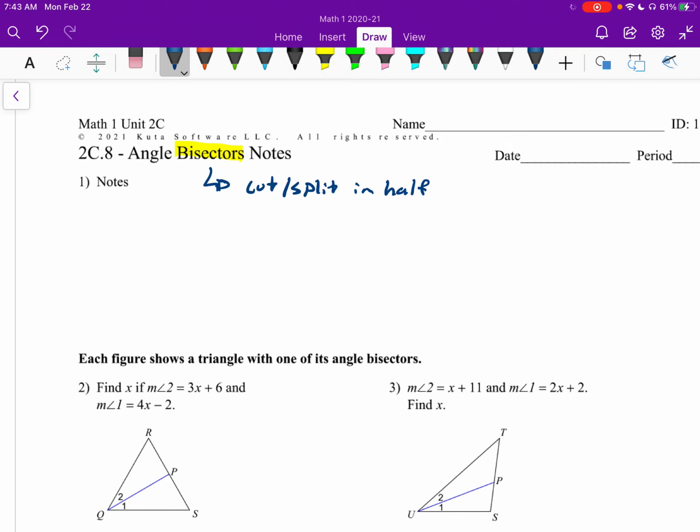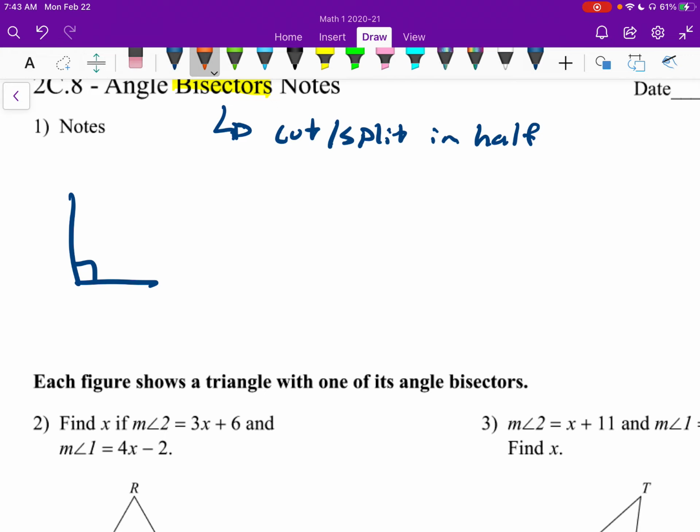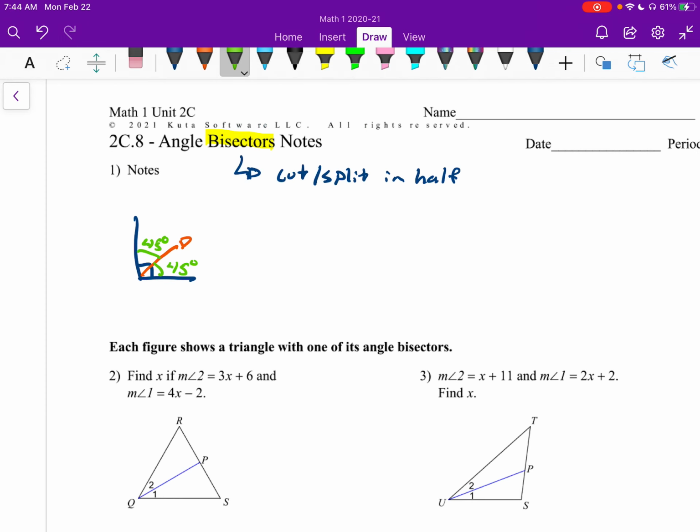in half, right? So if we had maybe a 90-degree angle, the angle bisector would come out of it like that. And this here would be 45, and this would be 45, right? They'd be equal. There are also segment bisectors, and a segment bisector would take a segment, maybe it's 10 units long, and it would bisect it, it would cut it in half. So there would be a 5 and a 5. So bisectors means to cut in half, and that's really all we need to know for this lesson here.